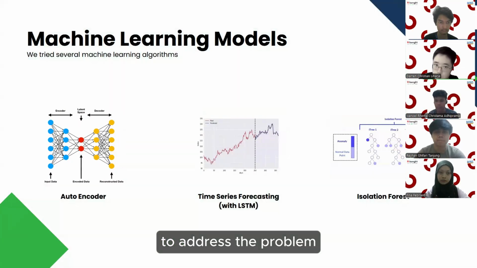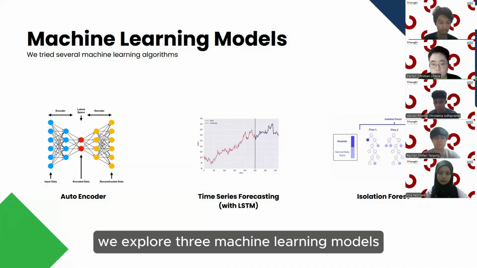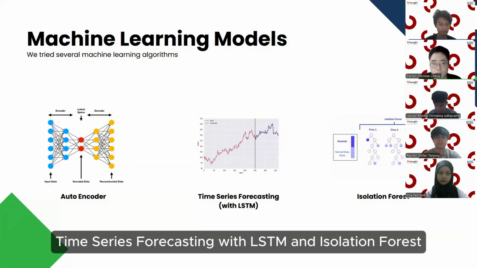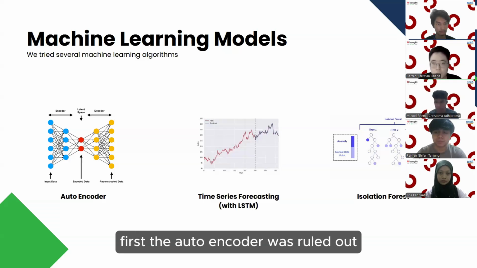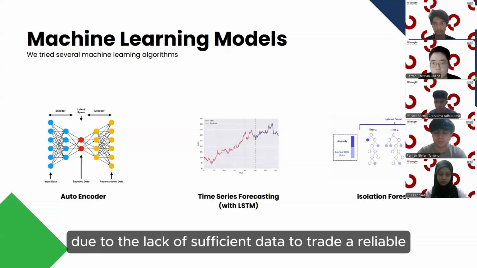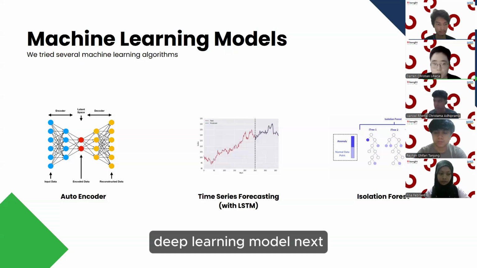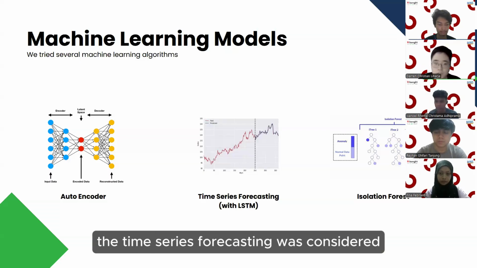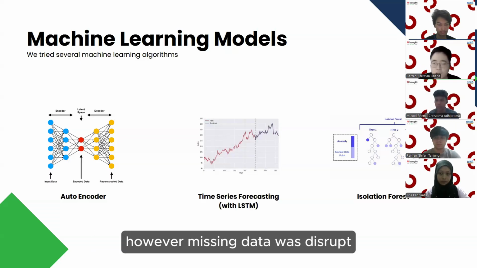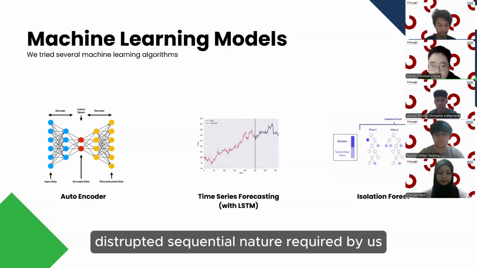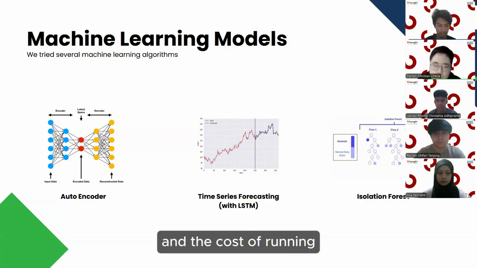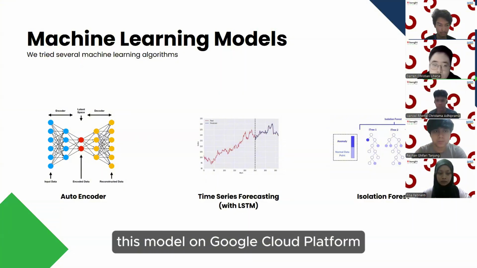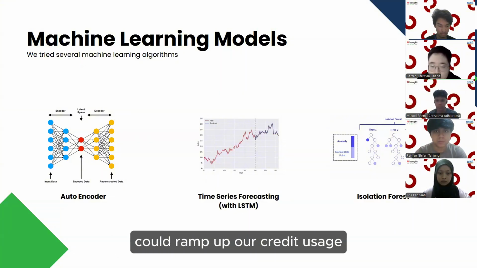To address the problem, we explored three machine learning models: autoencoder, time series forecasting with LSTM, and isolation forest. First, the autoencoder was ruled out due to the lack of sufficient data to train a reliable deep learning model. Next, time series forecasting was considered. However, missing data disrupted the sequential nature required by LSTM, and the cost of running this model on Google Cloud Platform could ramp up our credit usage.